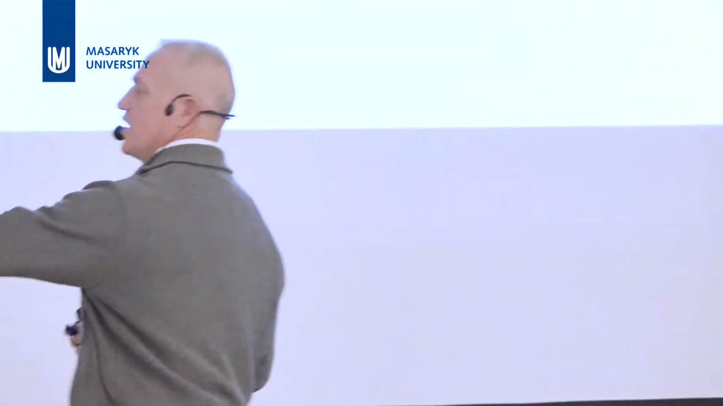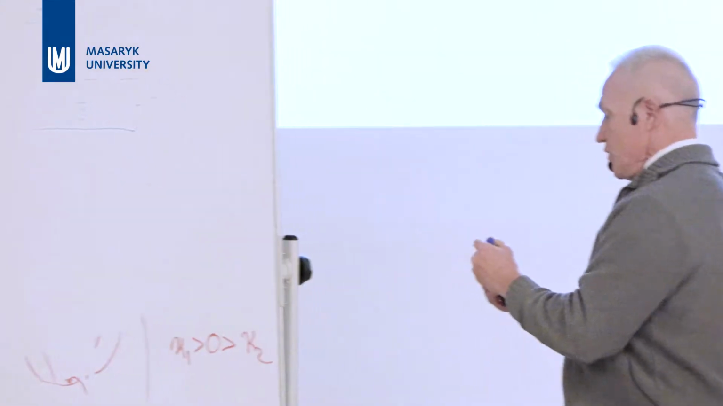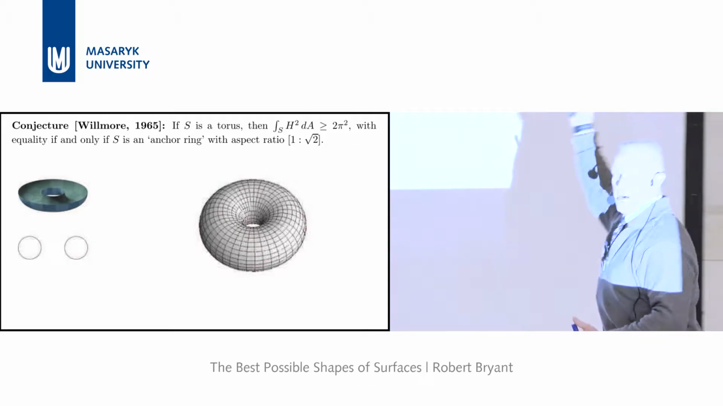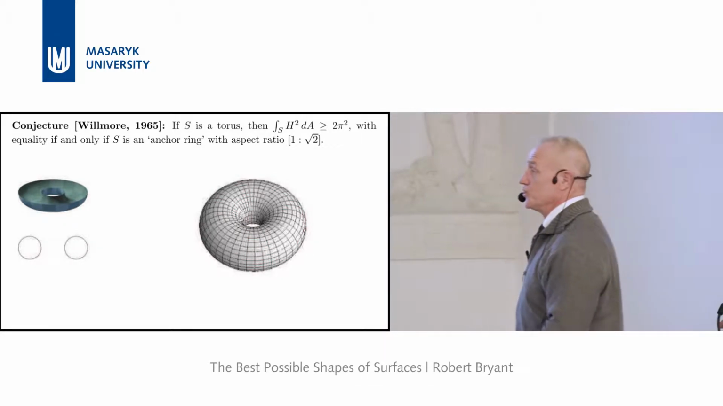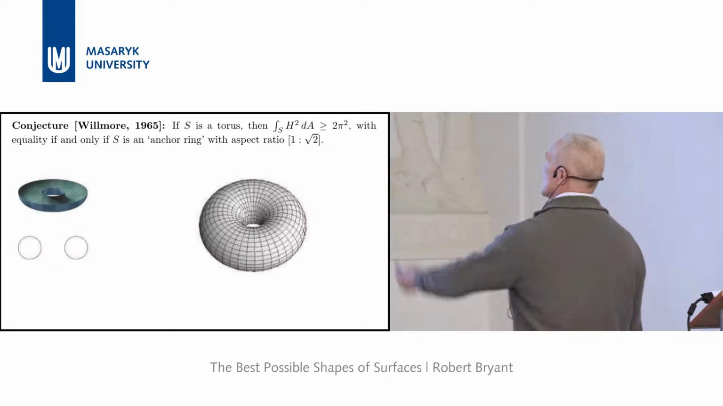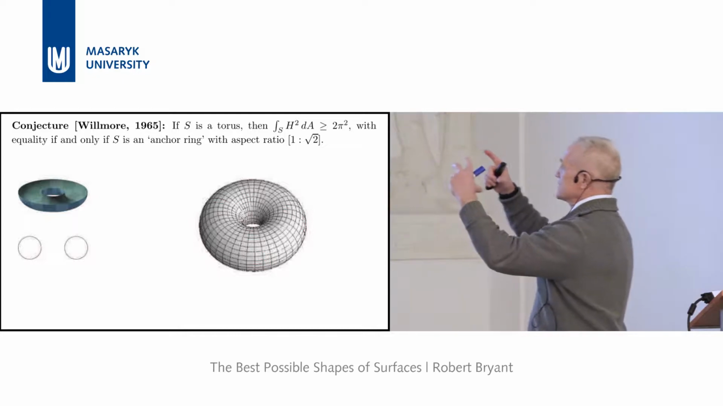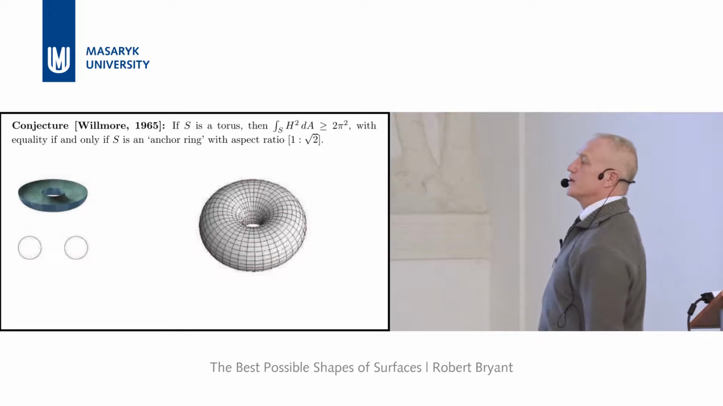And if you move the circle further away, or you move it closer, either one, this integral goes up. That is, among all these anchor ring rotation surfaces, the one that gets the lowest value is where that ratio is 1 to square root 2.